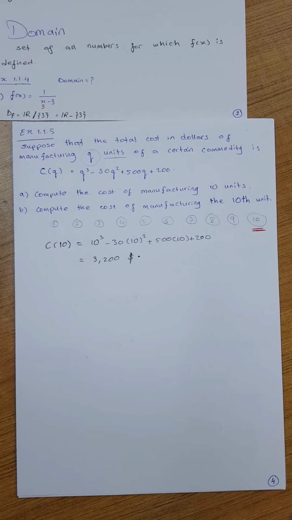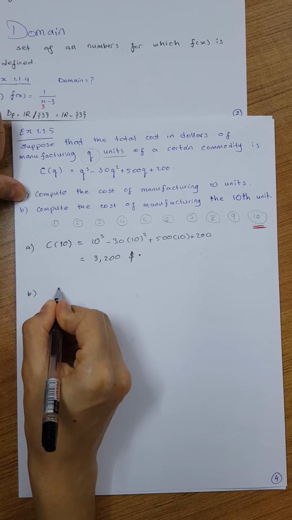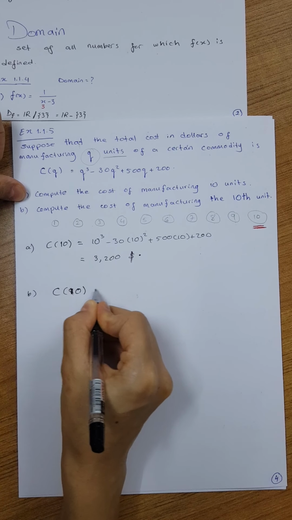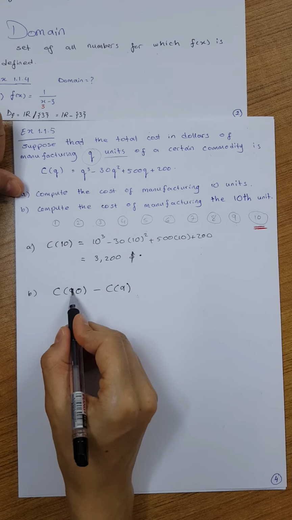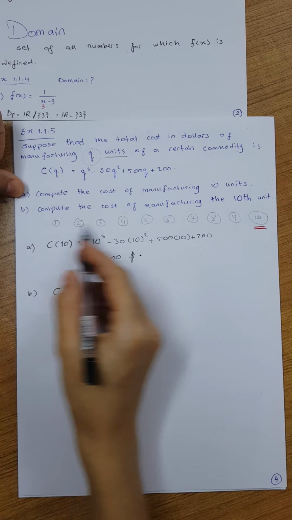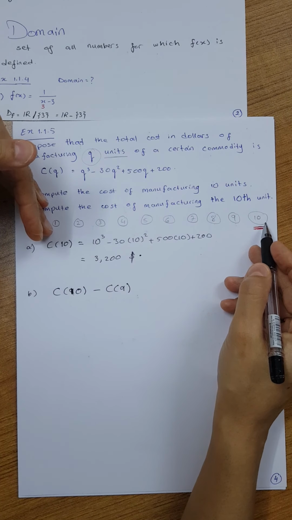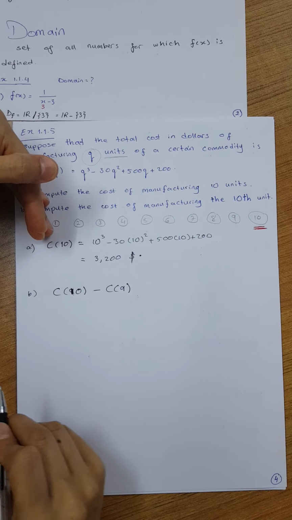So how do we find this one? We will find it as C10 minus C9. What does that mean? That means I'm finding the cost of 10 of them minus the 9th of them. So what will I get? I will get the cost of the last laptop.